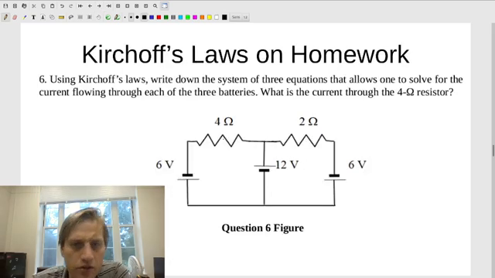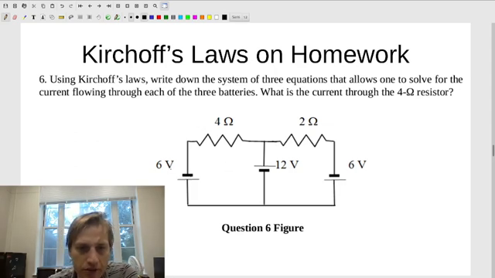So let's look. Here's quite a simpler problem than the one that we considered last time, and it's one that we'll be able to solve. I believe I put this one on your homework. So let's just do it together because I know that people are going to have problems with it. You've got three batteries: a 6-volt battery, a 12-volt battery, and another 6-volt battery. And to start out, let's guess what directions our current is going.